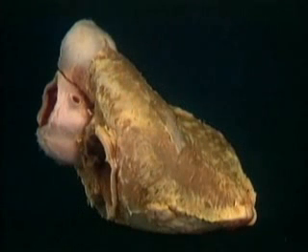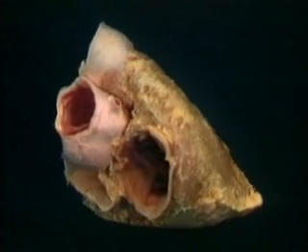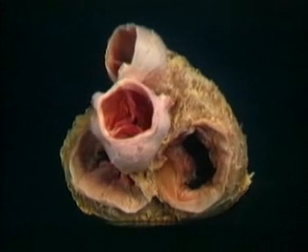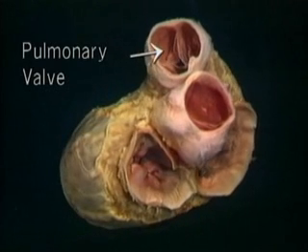Now that we've seen both ventricles, we'll move on to look at the two outflow valves, the pulmonary valve and the aortic valve, and also at the pulmonary trunk and the first part of the aorta. Here are the two ventricles, dissected so that we can see the outflow valves. Here's the aortic valve. Here's the pulmonary valve.